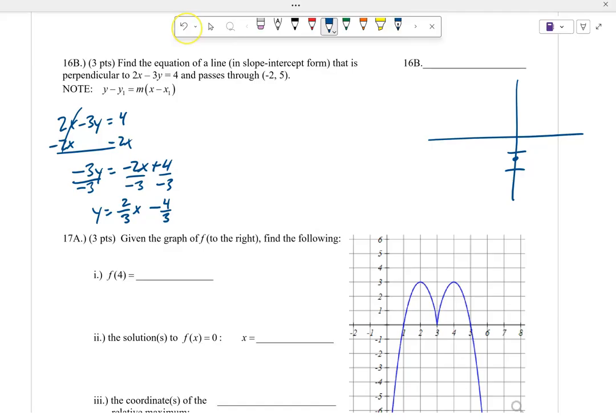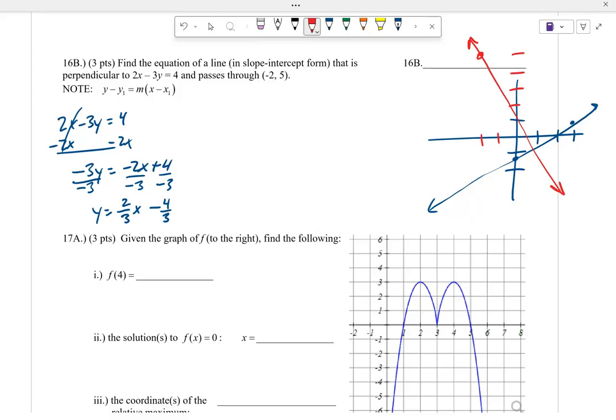So I'm up 2, right 3, up 2, and right 1, 2, 3. And we could kind of draw. All right, so here's the given line. Now what they want is the equation that goes through negative 2, 5, but it's got to be perpendicular, right? So we're looking for that red equation here.